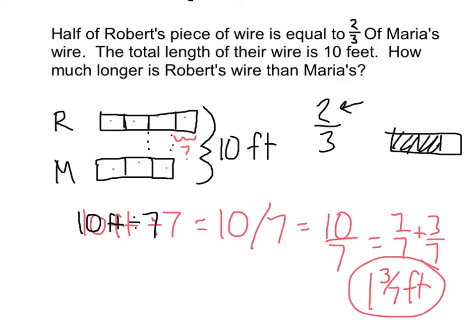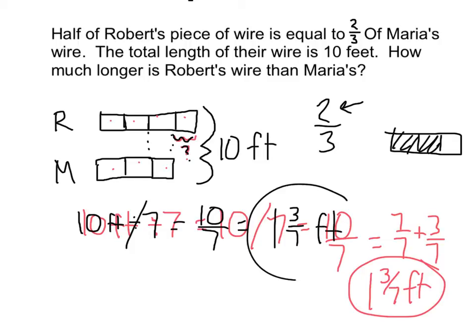You want to know Robert is how much bigger than Maria? So if I find what 1 unit is, then I've got my answer. So 1 unit is 10 feet divided by 7, which is just 10 sevenths. That divide symbol is the same as a fraction bar, and that's going to be equal to 1 whole with 3/7 left over feet. There's my answer.